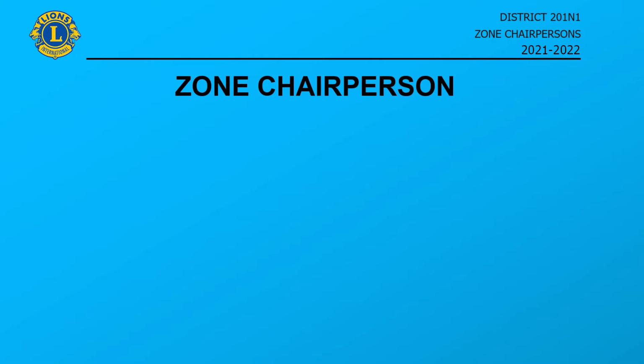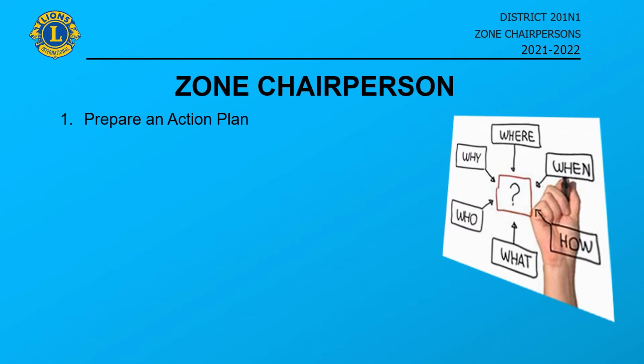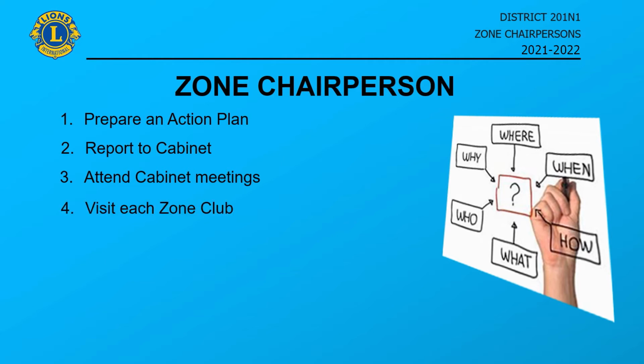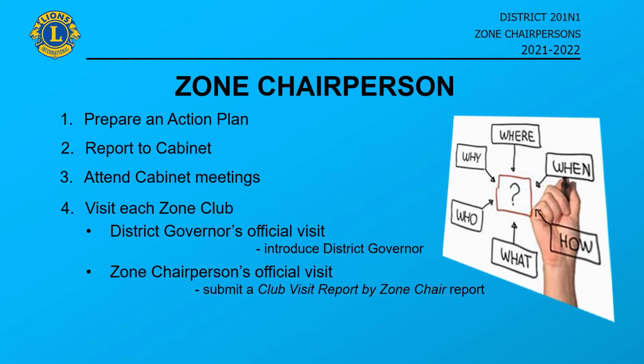A Zone Chair's work starts by constructing an action plan. This is then presented as your report at Cabinet. And that action plan is then updated and expanded upon at each following Cabinet meeting. The Zone Chair will visit each Zone Club twice during the year. Once to introduce the District Governor at his/her official visit, and then again for their own Zone Chair Club official visit. The Zone Chair will hold 3, perhaps 4 Zone meetings during the year.